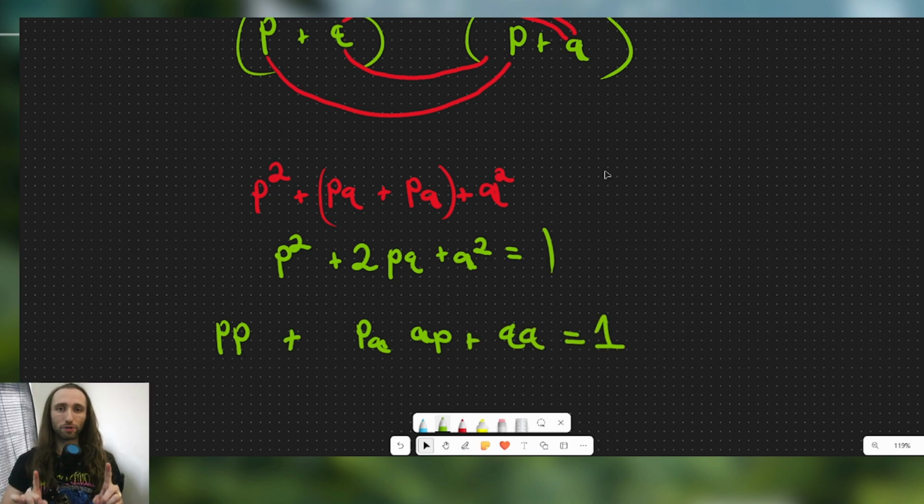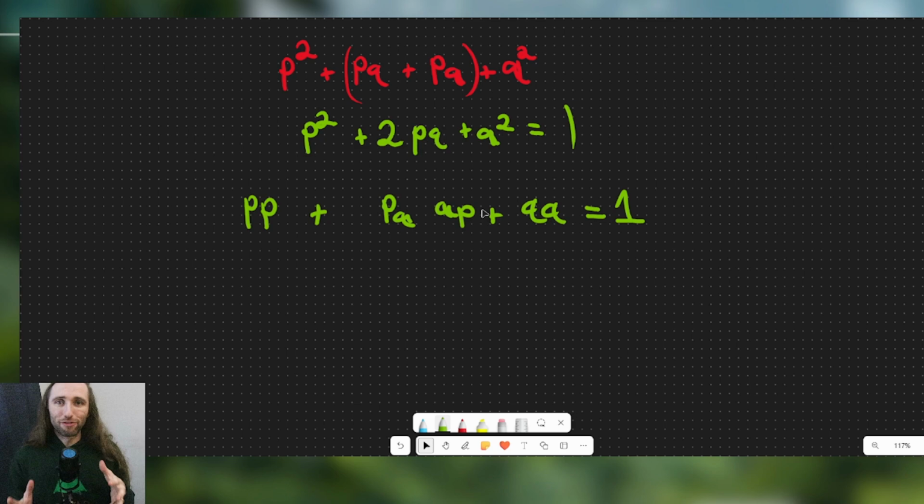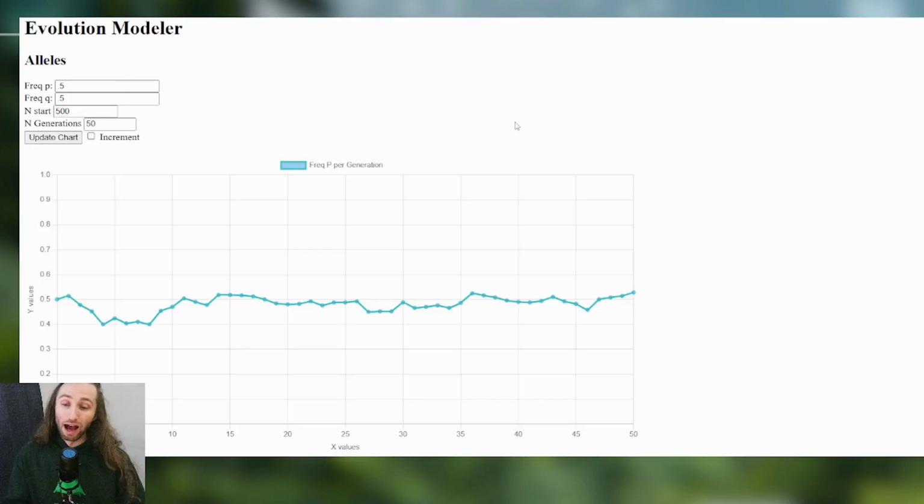Similar to how p plus q equals 1 tells us the expected allele frequencies in the next generation, p squared plus 2pq plus q squared tells us the expected genotype frequencies in the next generation, with those genotypes being homozygous for p, homozygous for q, or the heterozygous that are p and q. Throughout this series, I'll provide examples for what happens when populations deviate from these expectations. But let's focus on how we're actually simulating evolution in our evolution simulator.